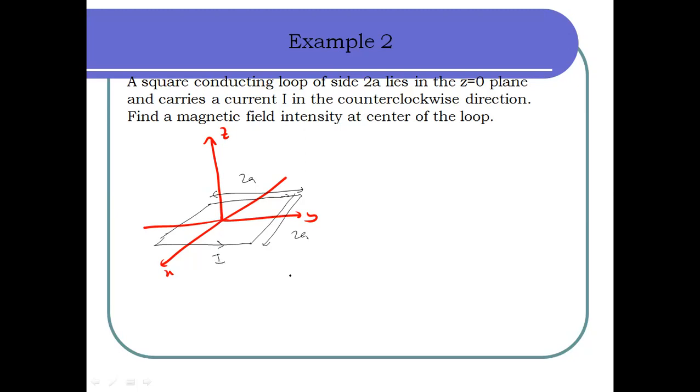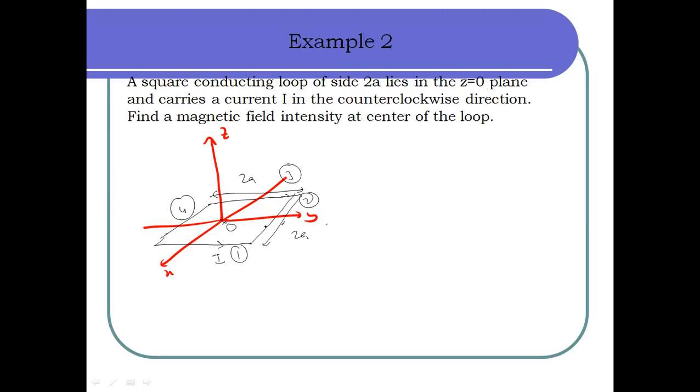So that should be our I, counterclockwise direction, and you need to find the H field at the center of the loop. Let's say the point O is at the center of the loop. We know that this particular square is composed of 4 sides. Let's label side number 1 here, side number 2 there, side number 3 there, and side number 4 here.